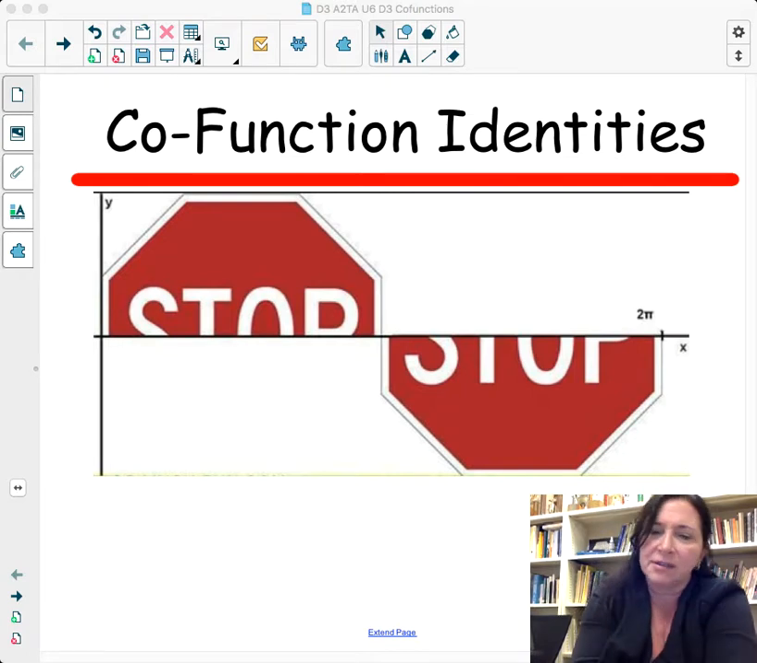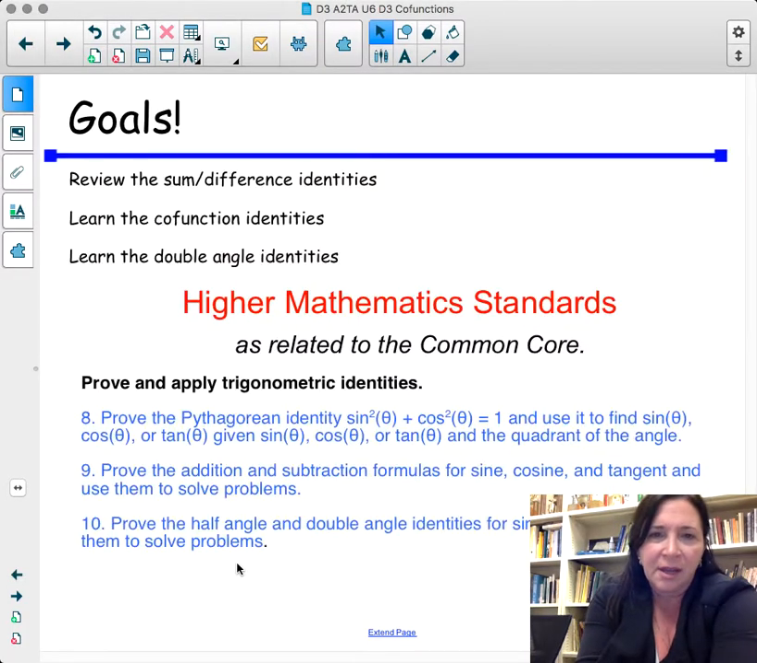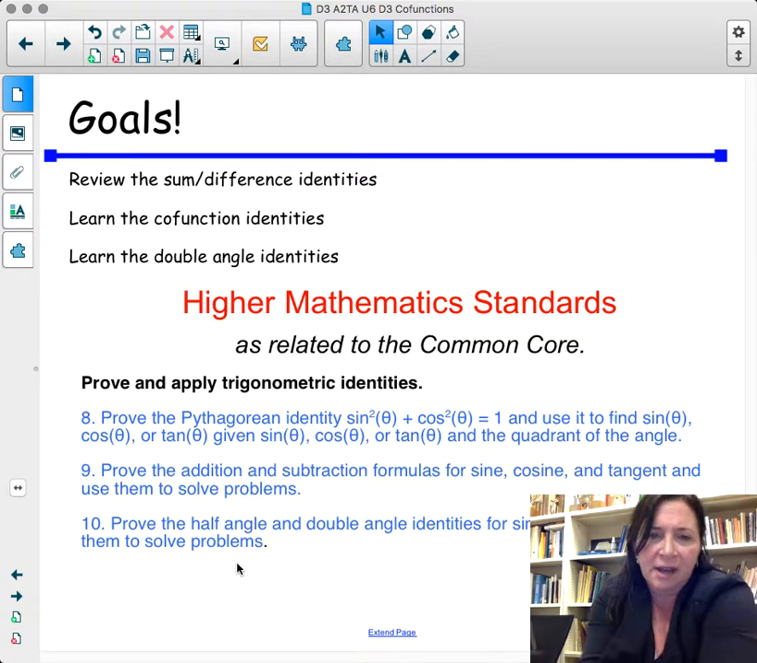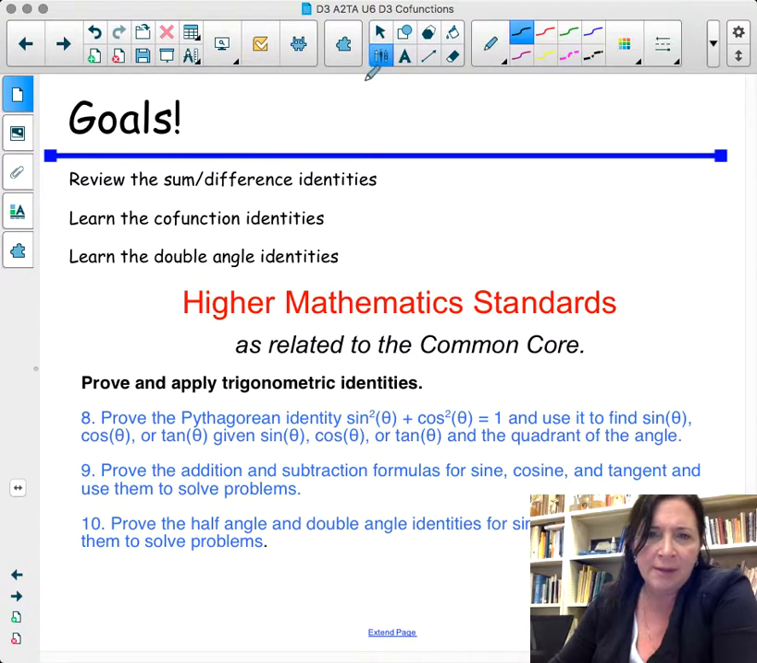Everyone, today's lesson is on cofunction identities for Algebra 2 Trig Advanced. So let's get started. Our goals: review our sum and difference identities, learn the cofunction identities. We're actually not going to learn the double identities today; those will be next time I see you.